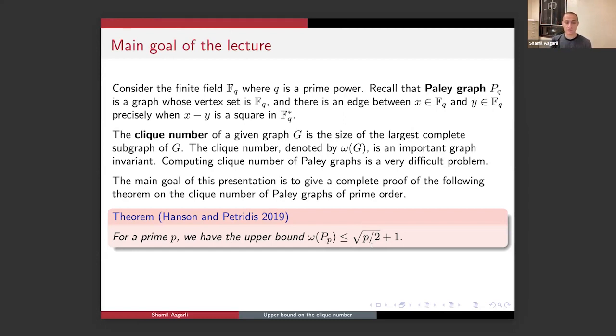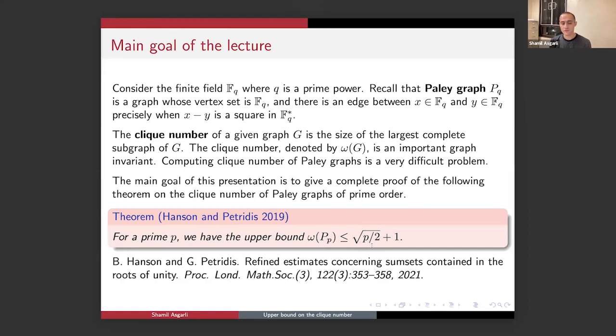This result was proved by Hanson and Petridis, and their paper was published in the Proceedings of the London Mathematical Society. Here's the reference for the paper. The paper is called Refined Estimates Concerning Some Sets Contained in the Roots of Unity.